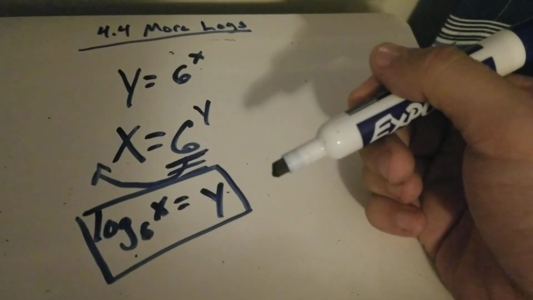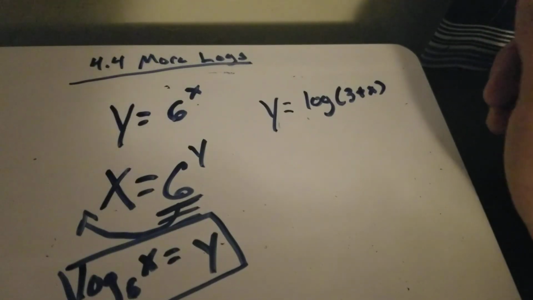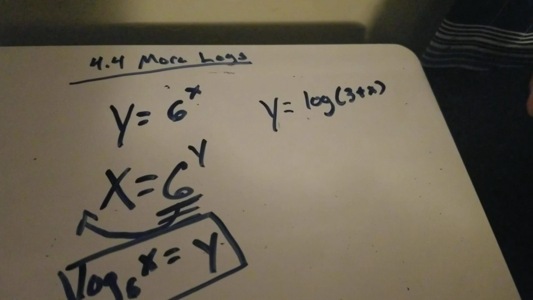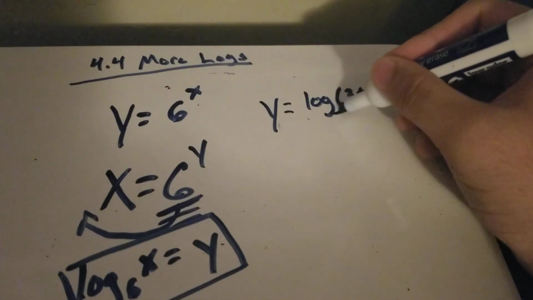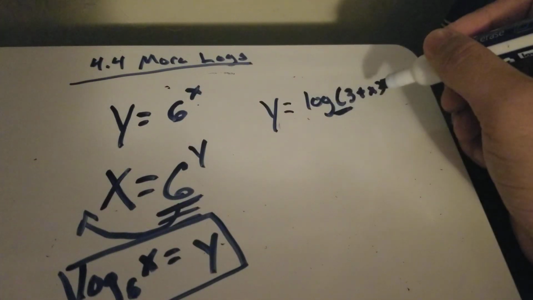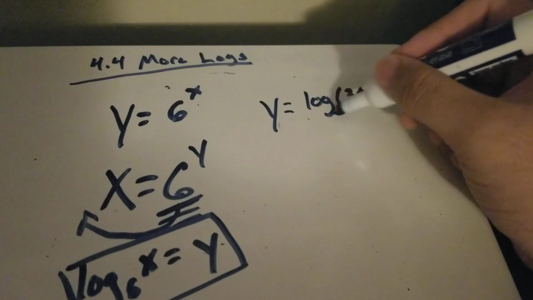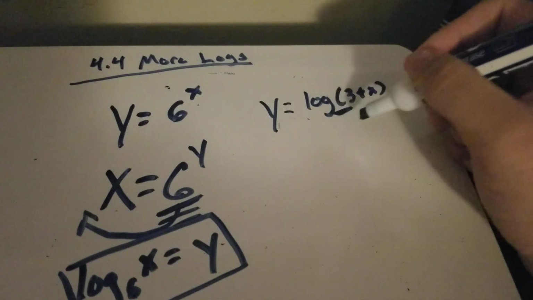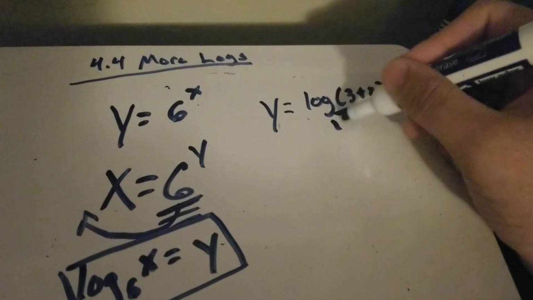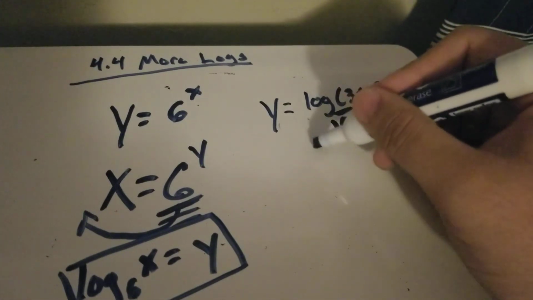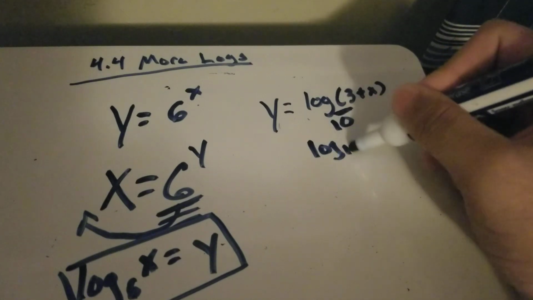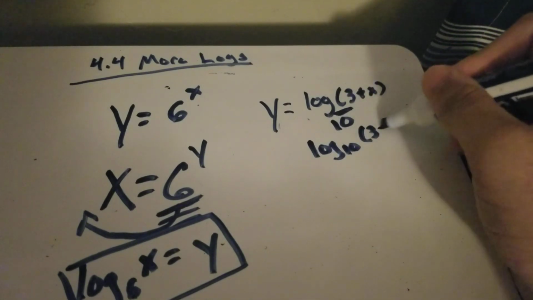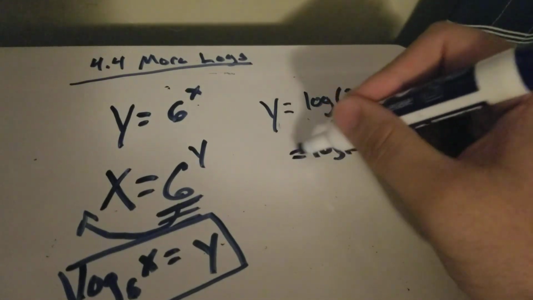Let's do another one. All right, magically this one appeared. y equals log of 3 plus x. Wait a second. Mr. Tobel, there's no number on the bottom. In the beginning of the video, I said there's a number that belongs to the bottom of the log if you don't see it. And since I don't see it, I'm going to plug in that number, which is 10. So it is technically y equals log base 10 of 3 plus x.